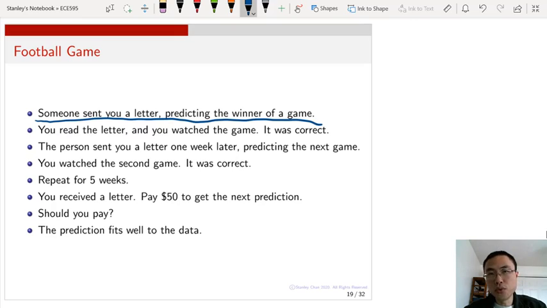And then finally, you receive a letter, and the letter says pay me a check of $50 if you want to get to the next prediction. Because you have already seen 5 correct predictions over the past 5 weeks, should you trust this prediction for the next game? Now, if you try to frame this problem into the machine learning setting, you will feel that, yes, I'm fitting very, very well to the past events, but should I really trust what will happen in the future? And this is the problem of testing or generalization.